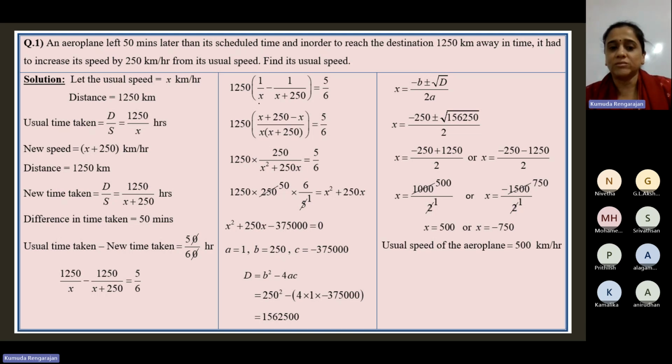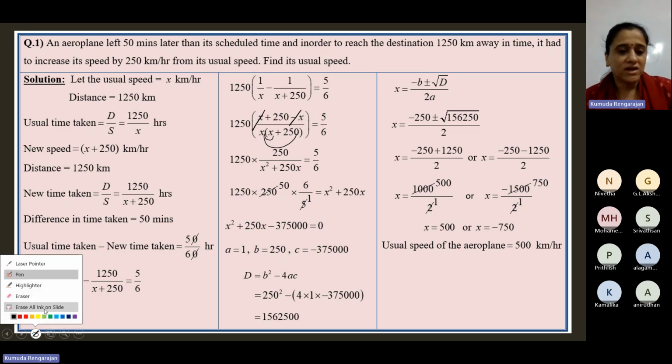Right? Then LCM, common denominator, x into x plus 250. Then this goes here, right? Is equal to 5/6. Now x and x get cancelled. X plus 250 minus x cancels, all right, so we have 250. So 1250 into 250 by x squared plus 250x is equal to 5/6.